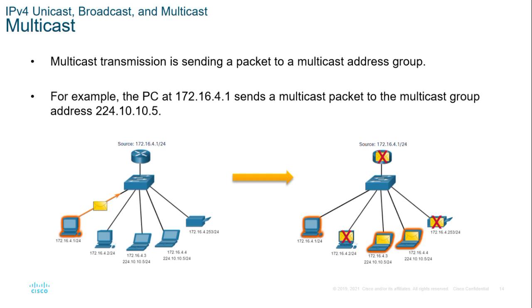So if the PC at 172.16.4.1 wants to send a packet to the destination address 224.10.10.5, all devices wanting to receive this packet can join the multicast group. Since the laptops at 172.16.4.3 and 172.16.4.4 have joined the multicast group 224.10.10.5, they will receive the multicast packet from the PC, and the other devices that have not joined the multicast group will not receive the packet.